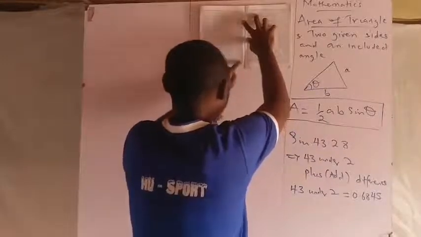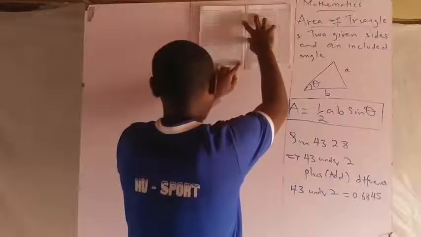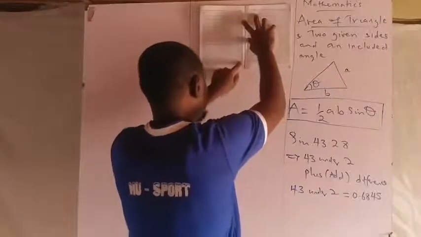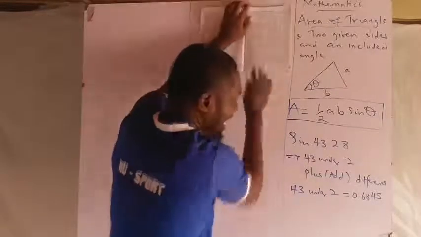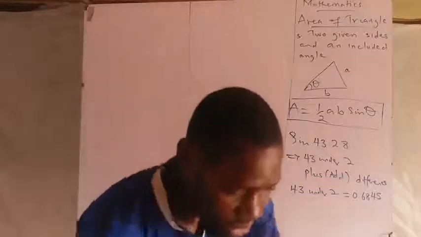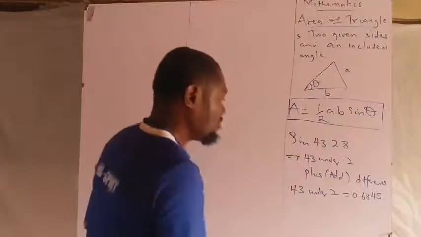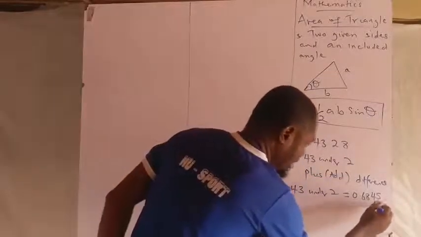That number from 43 under 8 is 10. So you're going to add 10 to this result. Your 10 will be here. Add your 10 here.